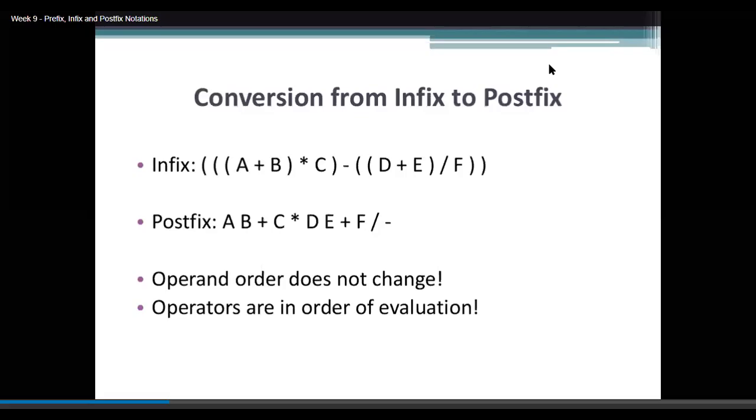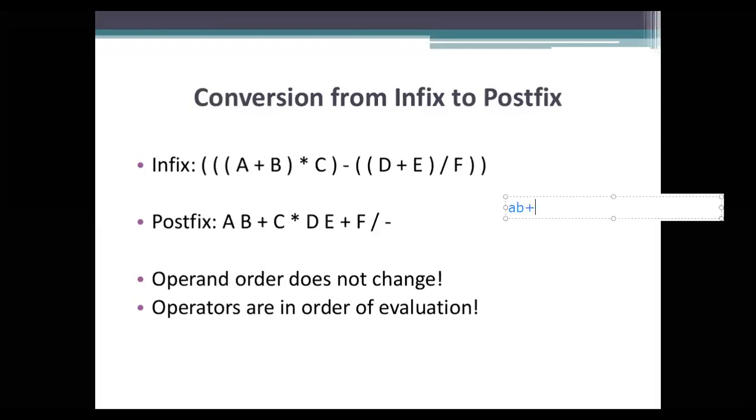Okay, so very good question, Shakil. Let me give you the answer. Whenever we are using this postfix, if there are two operands, A plus B, what we do, we write AB plus. That means we write the operands, AB, and then we write the operation.